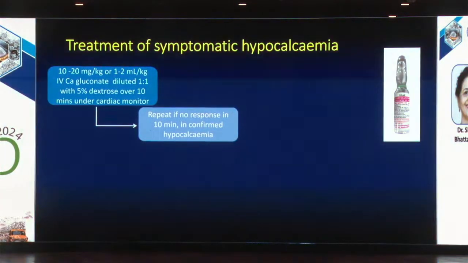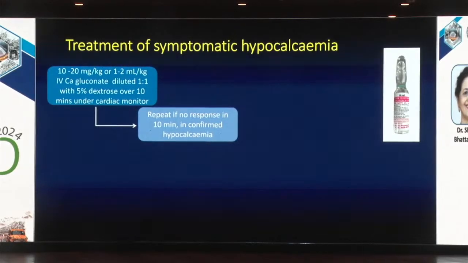So if the child is admitted in PICU with symptomatic hypocalcemia, rather than giving bolus calcium, always give calcium infusion in a good IV line. It is 1 to 2 ml per kg of calcium gluconate. Dilute it in 5% dextrose and never with Ringer's lactate or normal saline, and always give it under cardiac monitor.